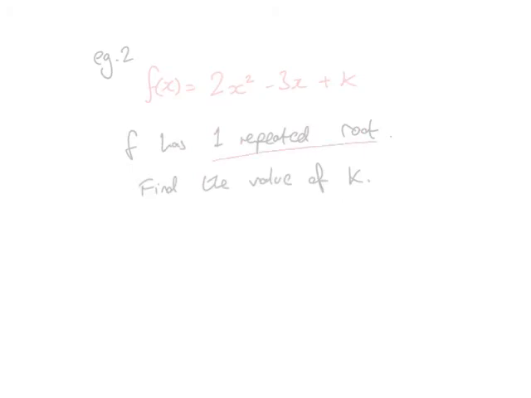Once again, we're given a quadratic, only this time we're not given an actual value for c, we're given k, but that's okay because we're given the information that we have one repeated root, which gives us the fact that b squared minus 4ac must equal 0. If we substitute in our values for a, b, and c, we get an equation where only k is unknown, and we solve for k.